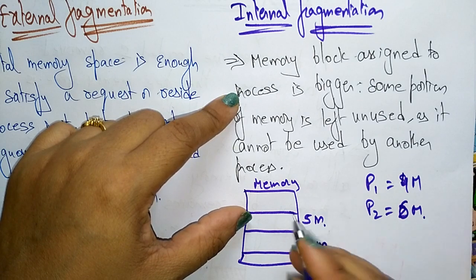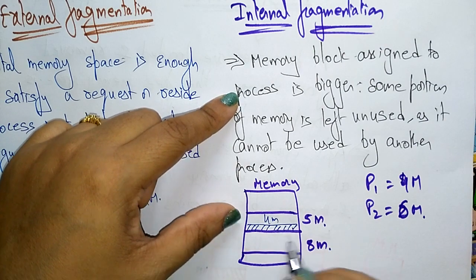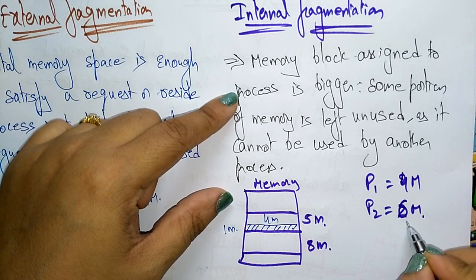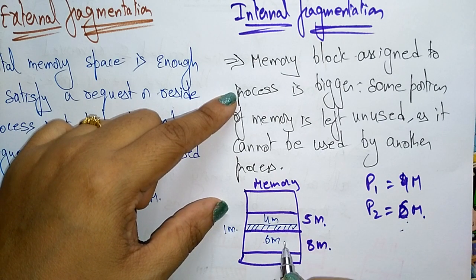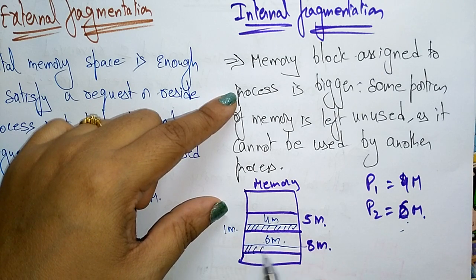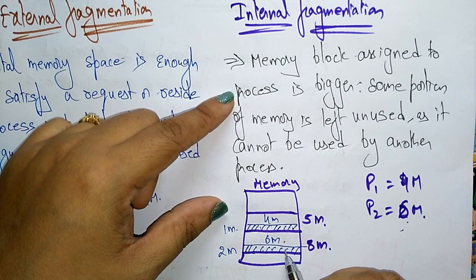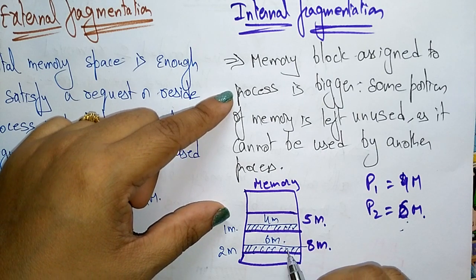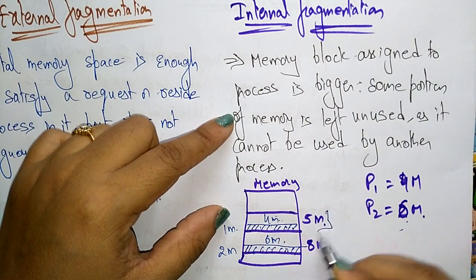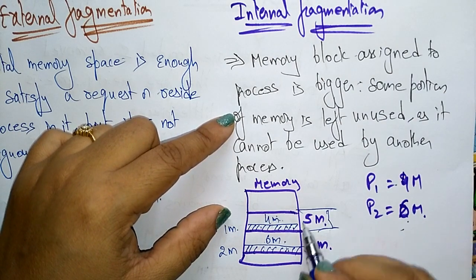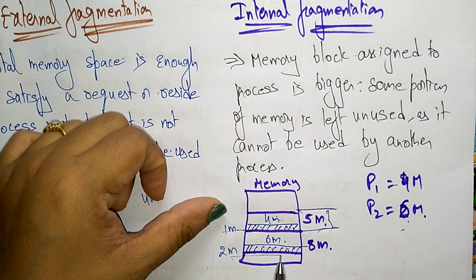Some portion of memory is left unused as it cannot be used by another process. What does it mean? I can store 4M here, but 1M is wasted. I cannot use this 1M for the next process because the next process is 6M, and 6M cannot fit into 1M. So I have to use another partition, and again 2M is wasted. This wastage of space inside main memory is called internal fragmentation. The assigned block is bigger than the process we are sending, so some portion is left unused and cannot be used by another process.